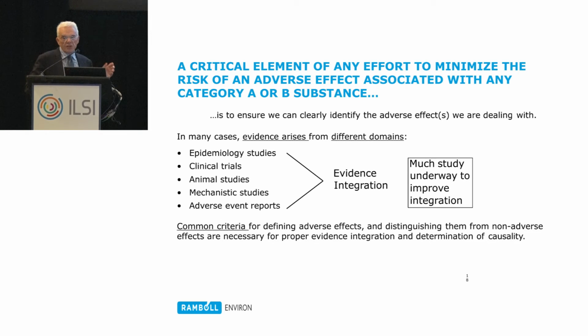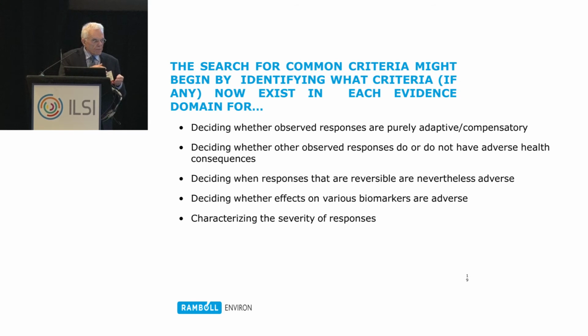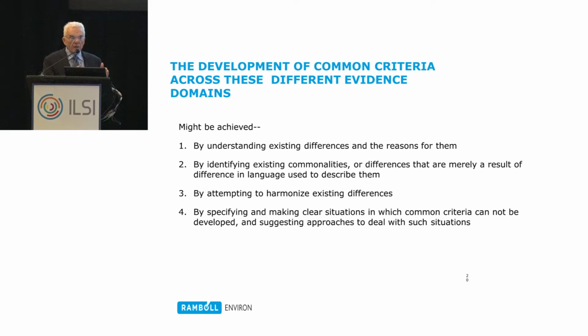So here's a great ILSI project, I think, where you could look at this question in some detail, look across different areas of evidence, from human evidence to animal evidence and mechanistic studies, and how within those fields of science are adverse effects identified. How do we decide whether any observed response is adverse or not, how severe it is, how then that is looked at, whether effects on various biomarkers are adverse or not. I think you will find across these different evidence domains not a lot of consistency on these questions.